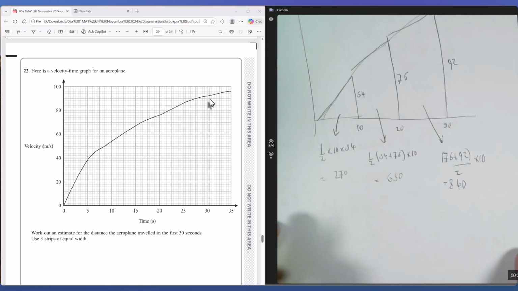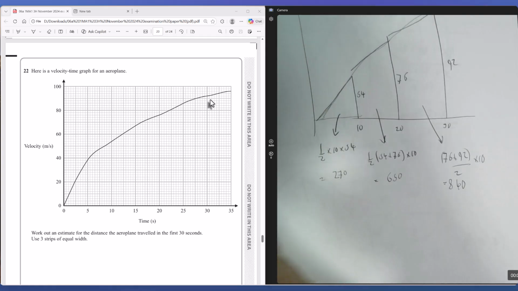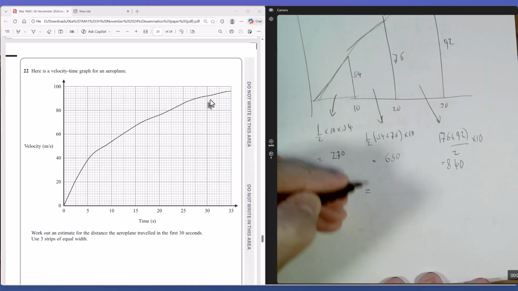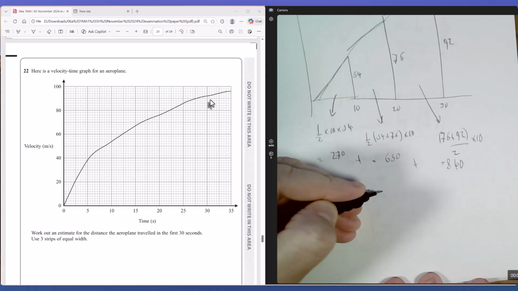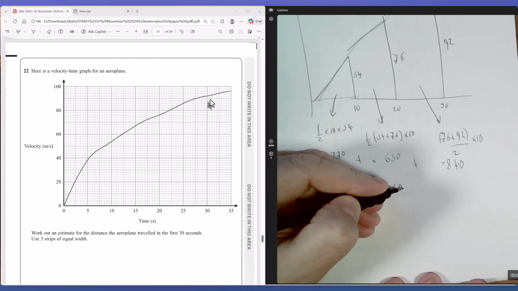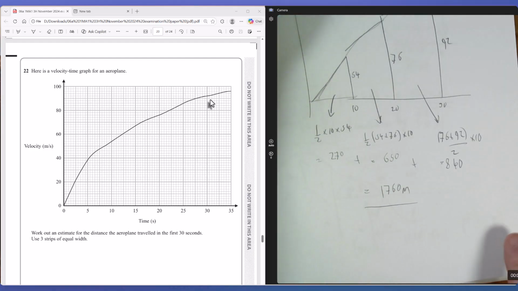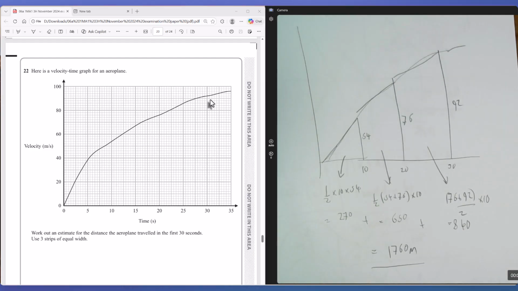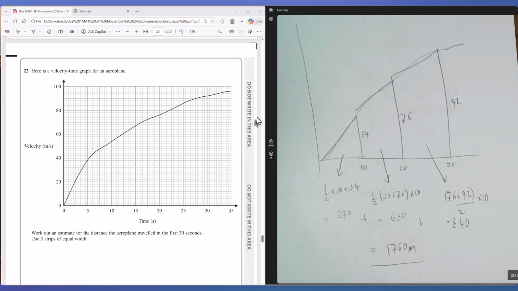So therefore the total distance moved by the plane is going to be 840 add 650 add 270, all of which is 1,760. So add those up, that one, add that one is 1,760 meters. Yeah, meters is the answer. Okay, so we just basically divided it up into 3 strips and found the area of each of those strips.